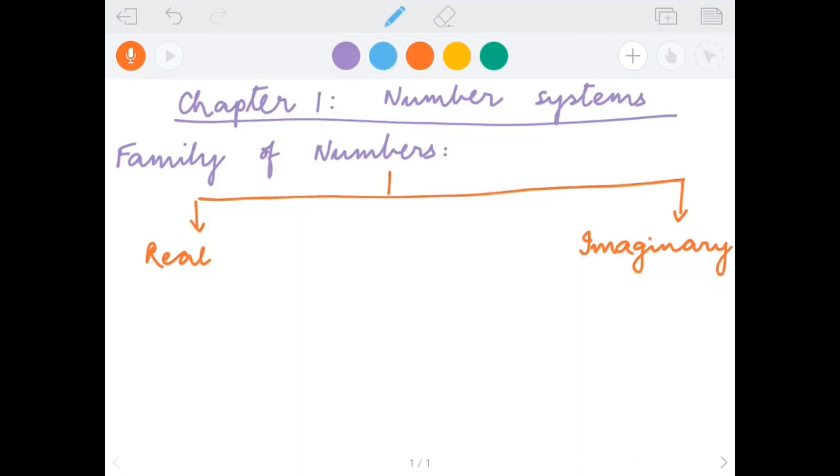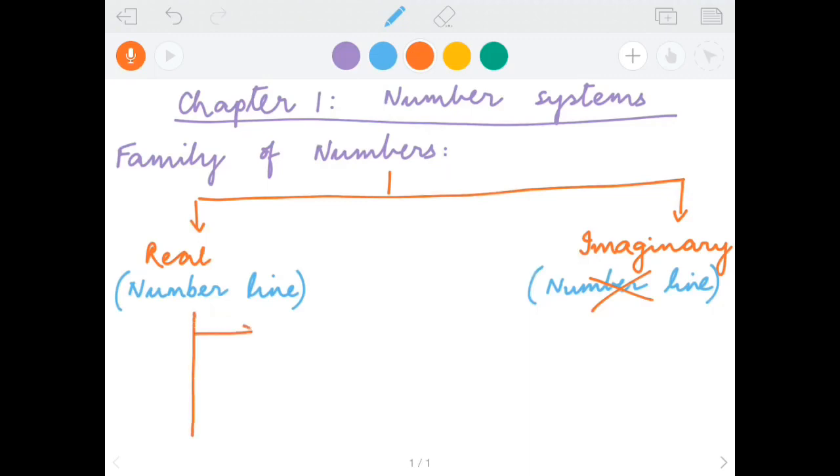When you talk about a real number, these are numbers that you can definitely put or represent on a number line, and all of us know what a number line is. While imaginary numbers are those that you cannot represent on a number line. So I'm just going to strike that off just to let you know what works where. Now, under real numbers, you have various categories that we could talk about. The first one is called rational numbers, and the second one is called irrational numbers.